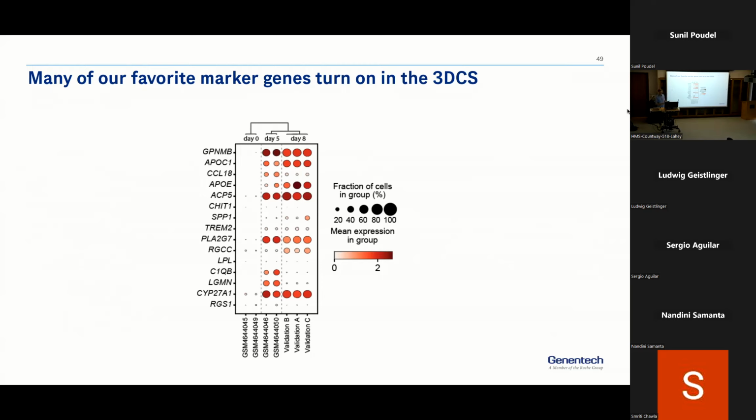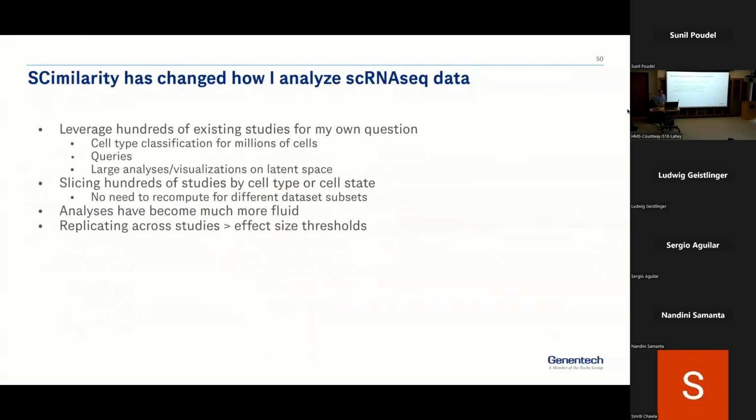So we've shown now that you see them across ILD studies and other fibrotic contexts, and actually we have a starting point for an in vitro model for these cells. So that's pretty much it for the results.